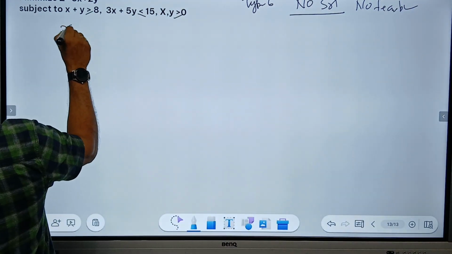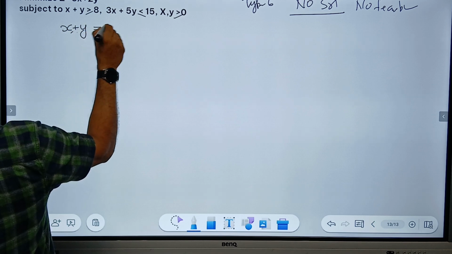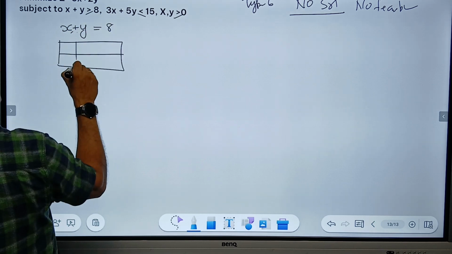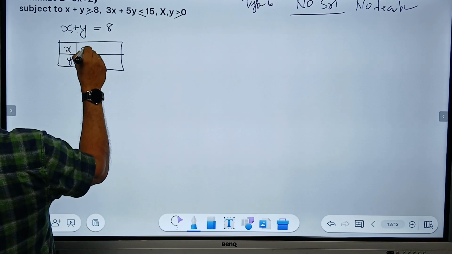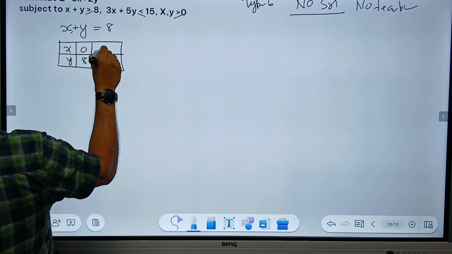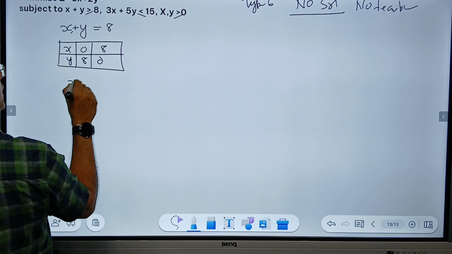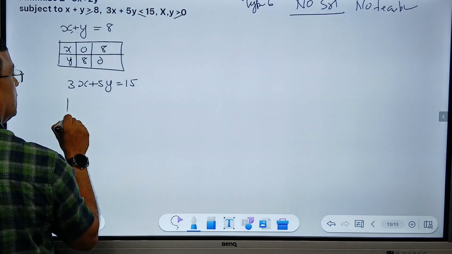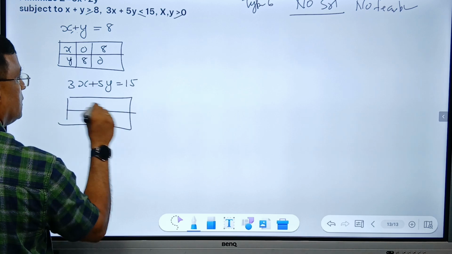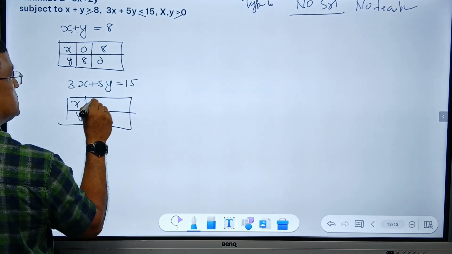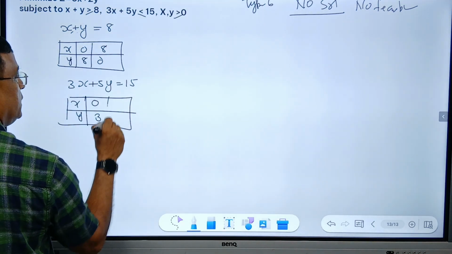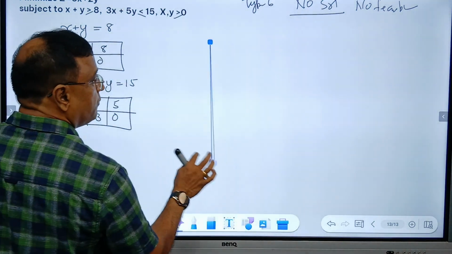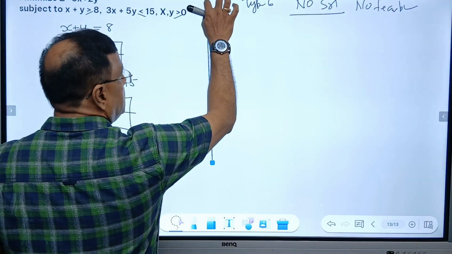You have x plus y equal to 8. If I draw x plus y equal to 8, and you have 3x plus 5y equal to 15. What is that? X is 0, y is 3, y is 0, x is 5. Now it's time to draw the graph. Actually, it's a very nice graph.